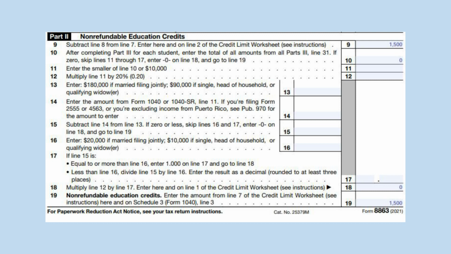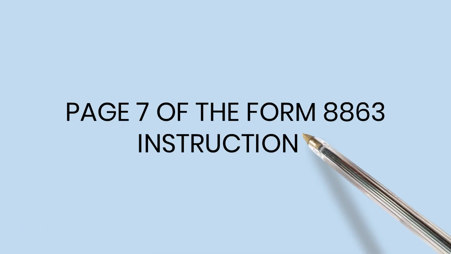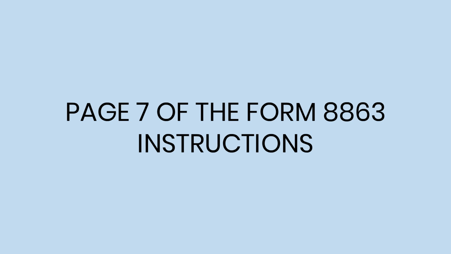Since we don't have an amount on Line 31 of Part 3, we will enter 0 on Line 10, and we will skip lines 11 through 17, and we will enter 0 on Line 18, and we will go to Line 19. On Line 19, we will enter the amount from Line 7 of the Credit Limit Worksheet. You can find this worksheet on page 7 of the Form 8863 instructions.